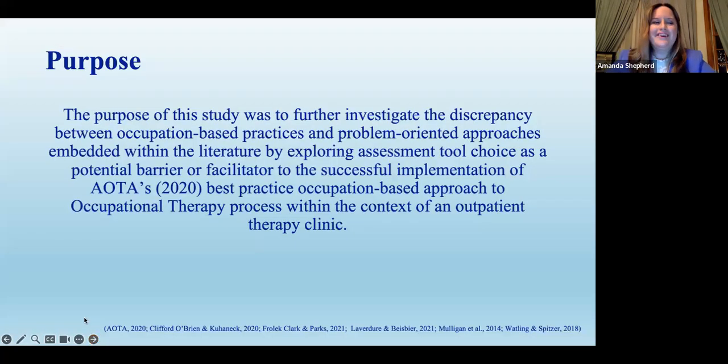The primary purpose of my study was to further investigate the discrepancies between occupation-based practices and problem-oriented approaches that I found embedded throughout the literature, by exploring assessment tool choice as a potential barrier or facilitator to the successful implementation of AOTA's best practice occupation-based approaches to the OT process within the context of an outpatient therapy clinic.